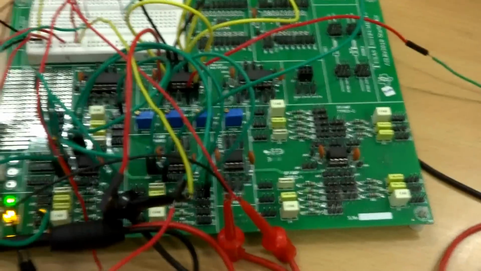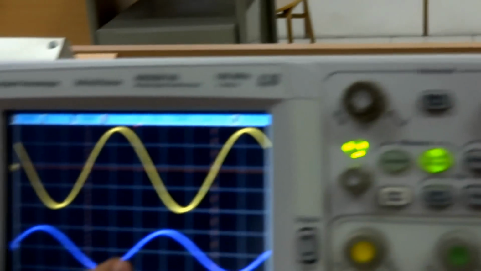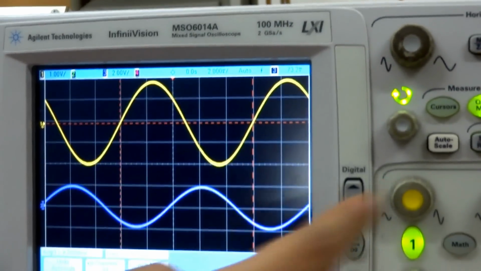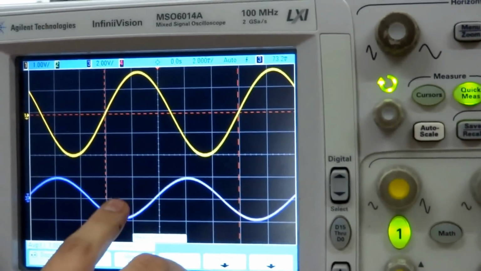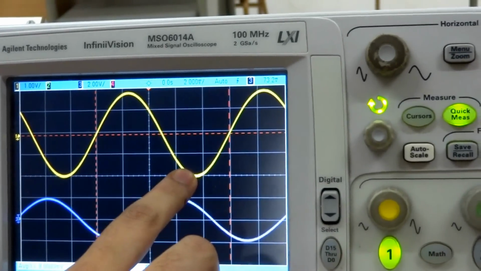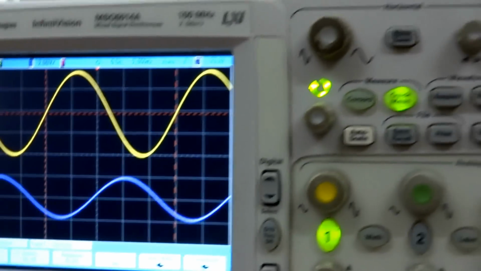Now, when we simulate our given circuit using the ASLK kit, the input given is 4 volts. The frequency starts from 100 Hz. This is the input and this is the output. We measure the output voltage and the phase difference between the input and output by changing the input frequency.